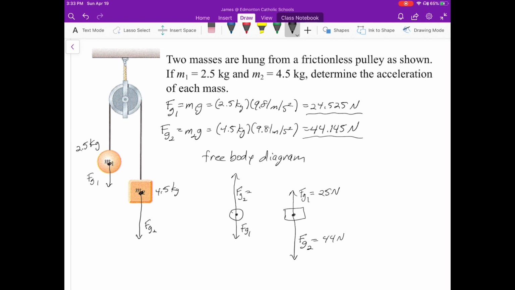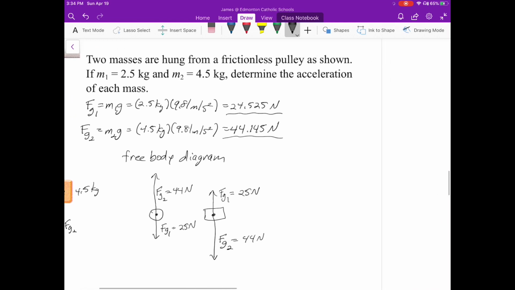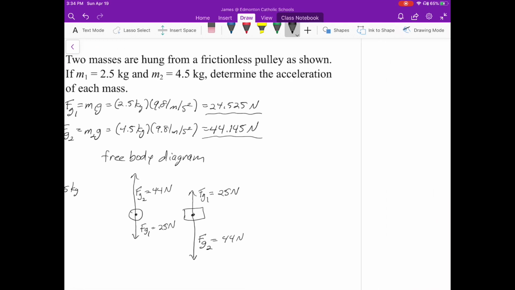Well, here, Fg2 is that 44 newtons force pulling down, and here we've got that 25 newton force pulling up. Again, the difference between those two forces is the same, 19 newtons. So that's going to be the net force acting on the system. So we're going to find out what that net force is by just subtracting these two values. We'll take the bigger one minus the smaller one, just to give us the magnitude, a positive answer.